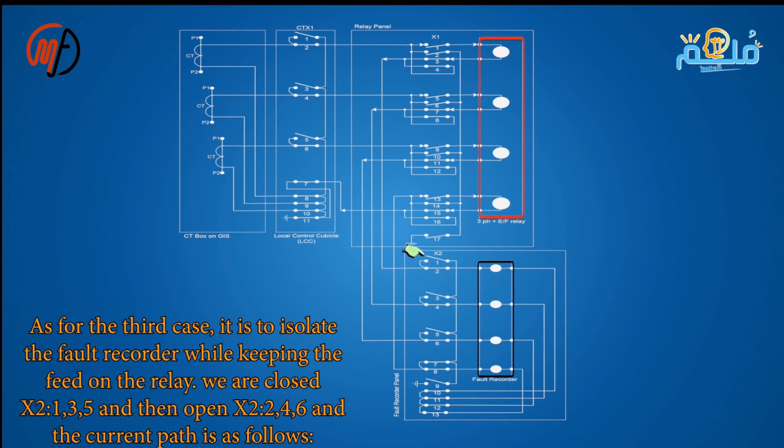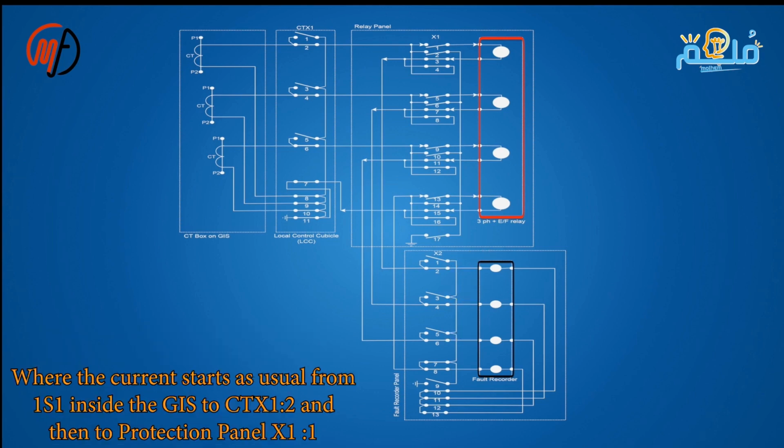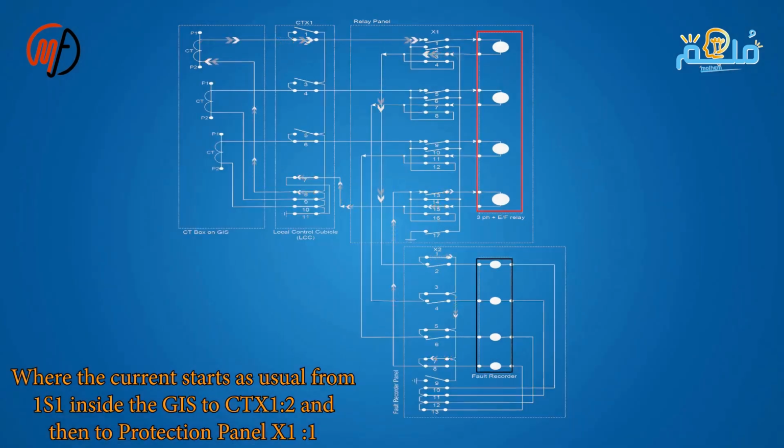The current starts from 1S1 to CTX1 terminal 2. The current path will be as follows. And then open X2 terminal 2. The current starts as usual from 1S1 inside the GIS to CTX1 terminal 2, then to protection panel X1 terminal 1, then to X1 terminal 3.